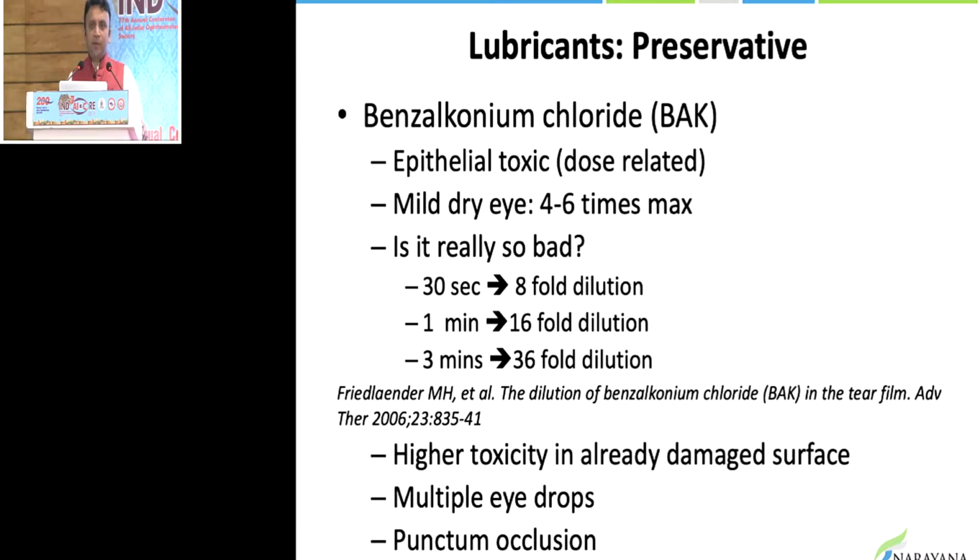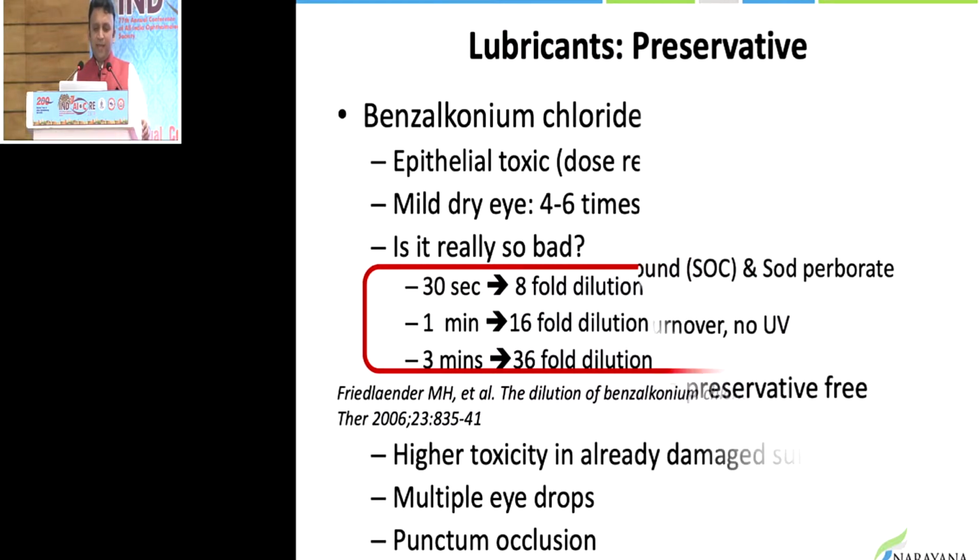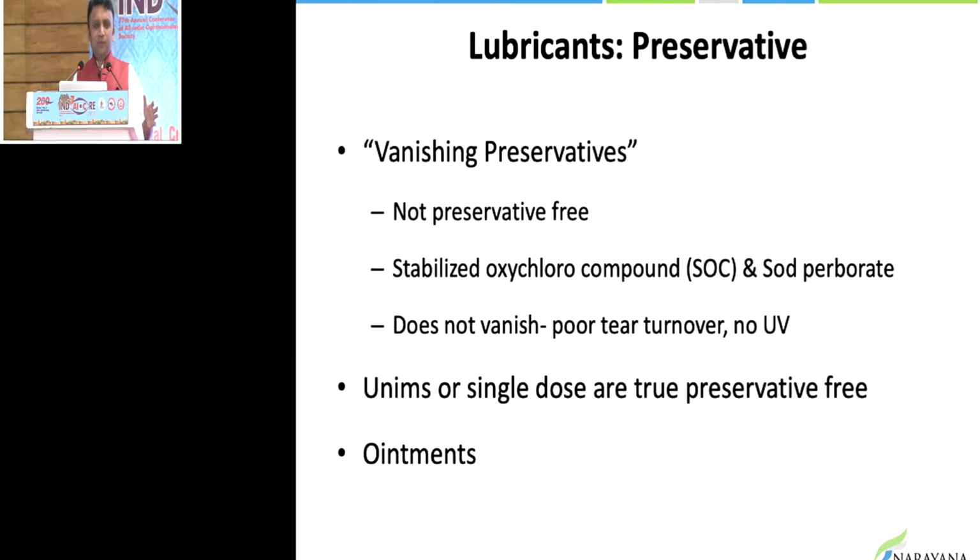It's epithelial toxic and it's been studied quite widely. I'm not debating that here. But remember one thing. When we give drops 4 to 6 times a day, the amount of benzalkonium chloride you're delivering to the surface is not very huge. Also, look at the dilution. When we put in a drop, after 30 seconds the benzalkonium chloride gets diluted 8-fold, and by 3 minutes, it's diluted 36-fold. It's a very meager amount on the surface. So if the ocular surface is healthy and you're putting in drops 4 to 6 times, is it as bad? Well, I won't call it bad. Though we love to hate it, it's not as bad as we thought. But yes, certainly, I won't want anything toxic in my ideal lubricant.